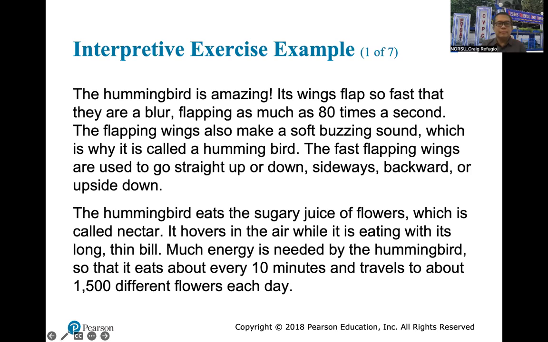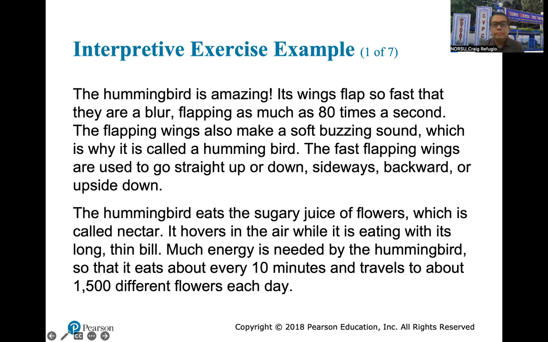Yes, sir. Okay. The hummingbird is amazing. Its wings flap so fast that they are able to flap as much as 80 times a second. The flapping wings also make a soft buzzing sound, which is why it is called a hummingbird. The fast flapping wings are used to go straight up or down, sideways, backward, or upside down.